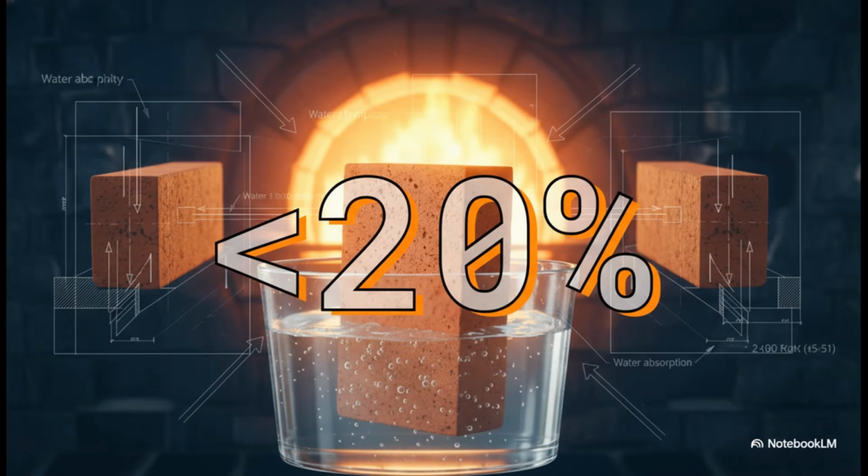And here's our second key number. For a first-class brick, the water absorption must be less than 20% of its dry weight. Anything higher than that, and you start to seriously worry about its ability to withstand weathering over the decades.